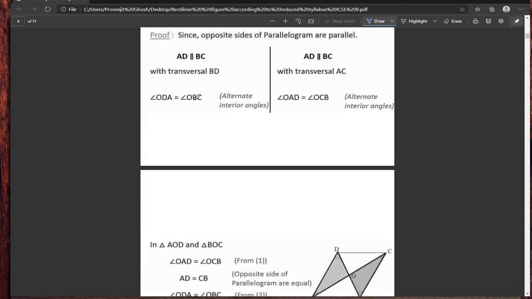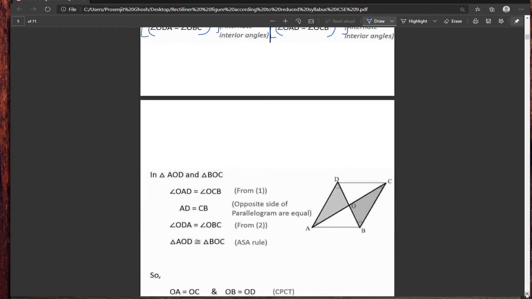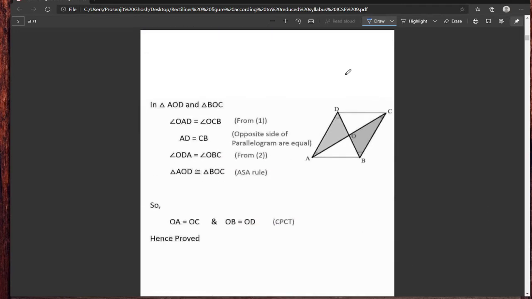So as you can see over here, the same process: as the two sides are parallel, the diagonal will cut that and we will get two alternative angles. You can check all these two alternative angles, how they are making either a Z or N pattern. Okay, so we just discussed it.